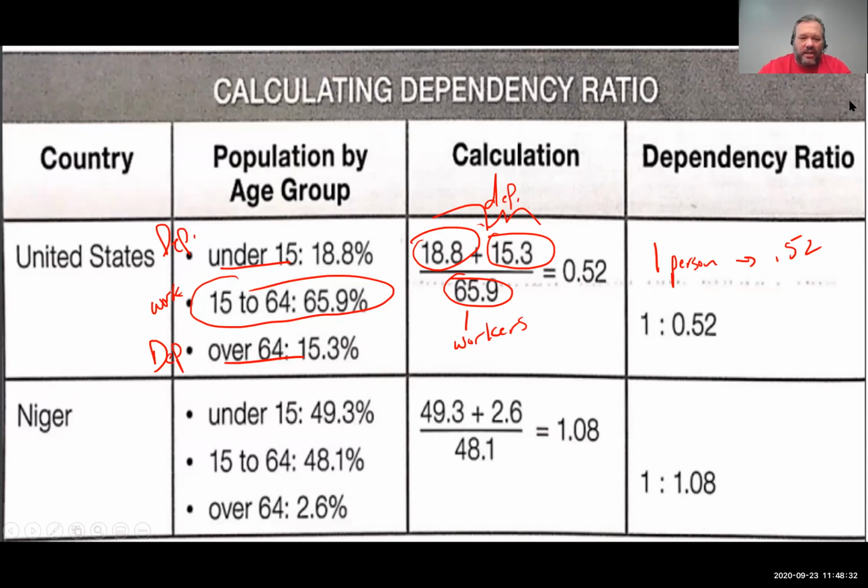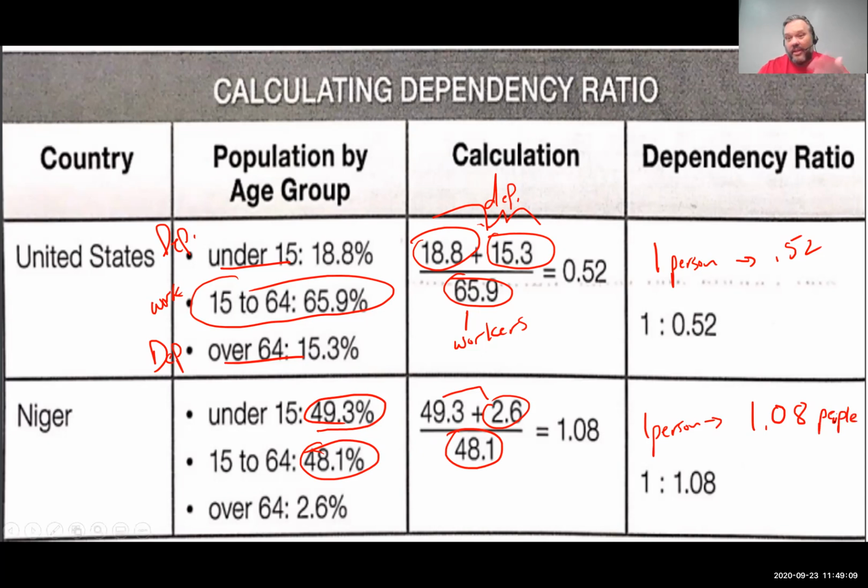Now, for somebody like Niger, if you remember, their population pyramid was very, very wide at the bottom. The age group under 15 is 49.3%, so almost half their population is under the age of 15. Their 15 to 64-year-olds are 48.1%, and then only 2.6% are over 64. If we take these two dependent groups divided by the working age population, this means that for every one person in Niger, they have to support an additional 1.08 people.